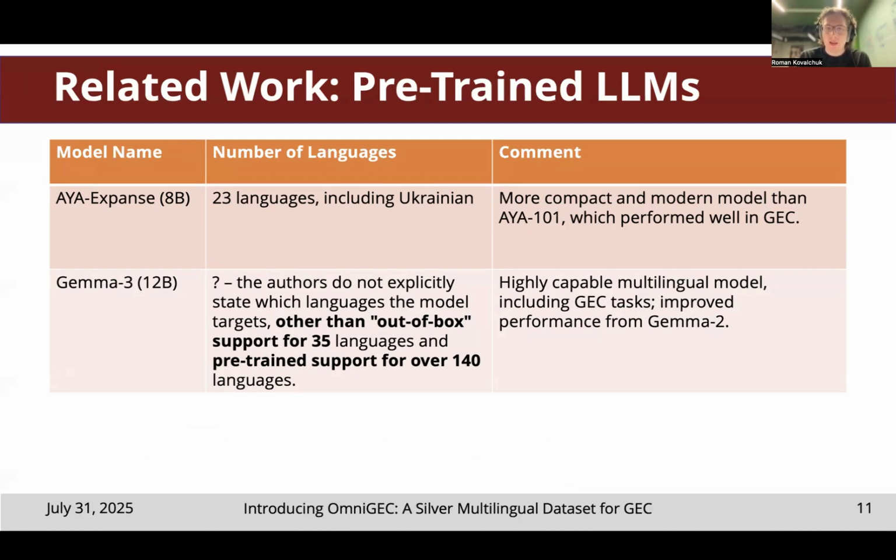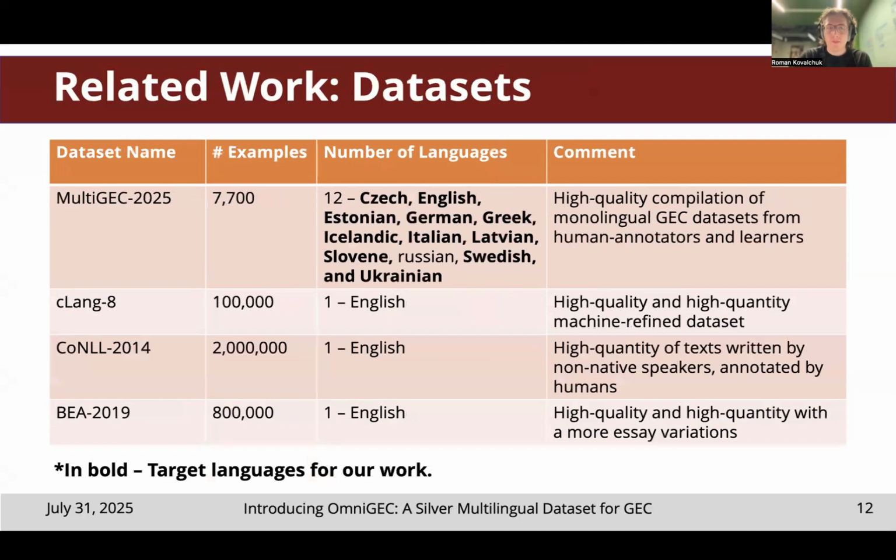For Gemma 12b, the authors do not explicitly state which languages the model supports other than out-of-the-box support for 25 languages and pre-trained support for over 140 languages. However, it is a highly capable multilingual model, including in GEC tasks, and yields improved performance over the Gemma 2 model.